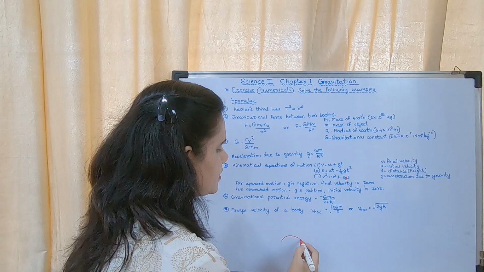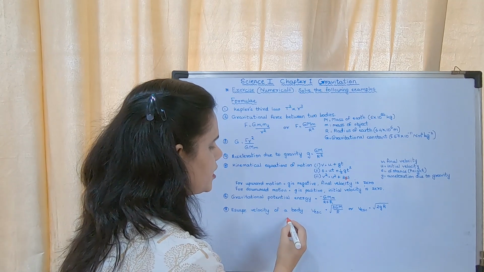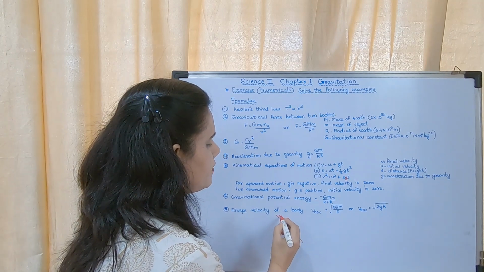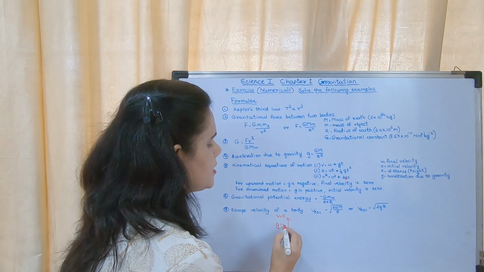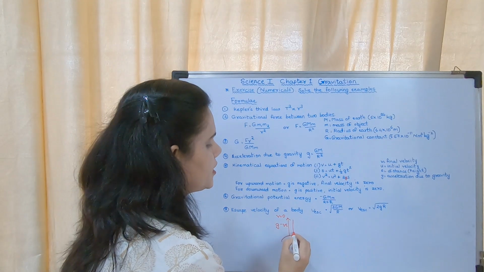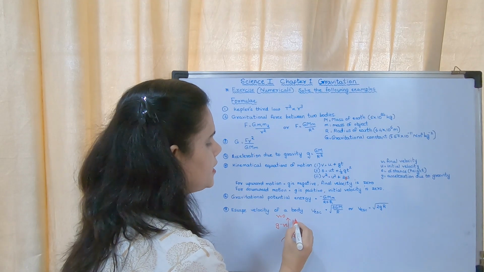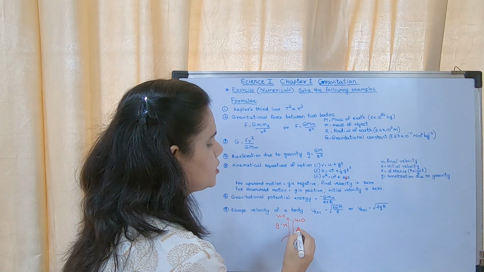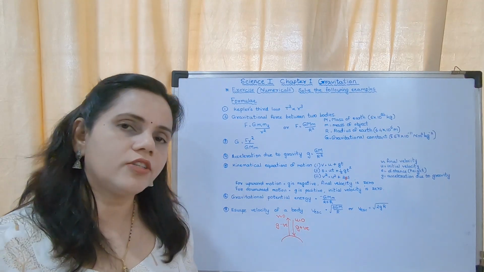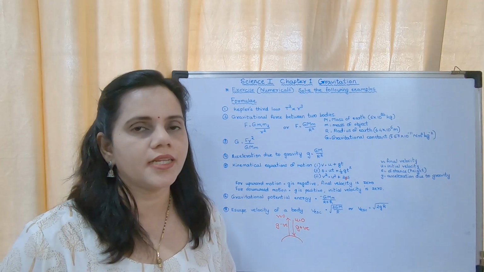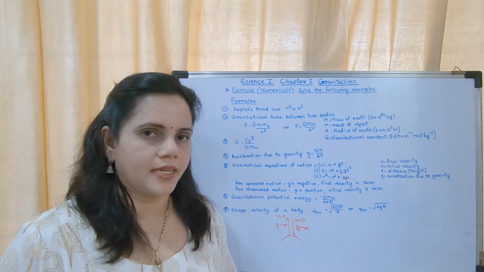Now if this is the surface of the earth, if an object is going up, its final velocity is equal to 0 and g is negative. When an object is coming down, its initial velocity is equal to 0 and g is positive. This you have to remember while doing the numericals in this chapter.